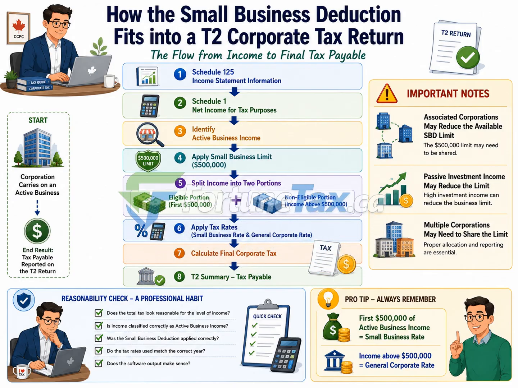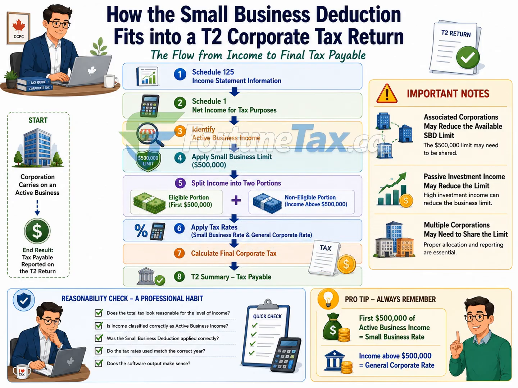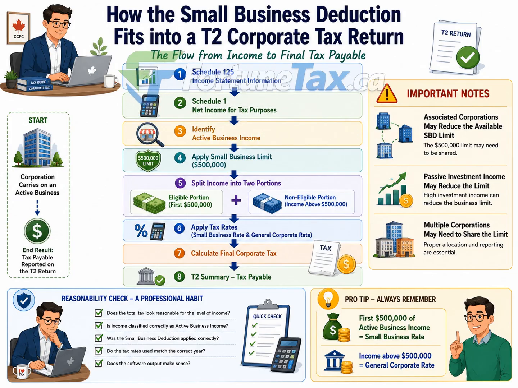The appropriate tax rates are then applied to each portion of income, and the taxes are combined to calculate the corporation's final tax payable. This final amount is ultimately reported on the T2 summary as the corporation's tax liability for the year. As a tax preparer, there are also several important points to keep in mind.